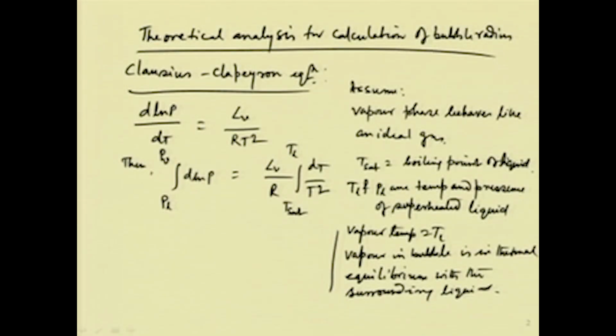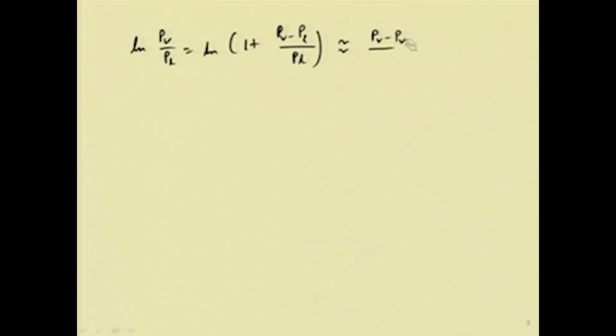Based on that, if we do the integration, we will get ln PV by PL equals Lv by R, latent heat of evaporation by R, into 1 by T sat minus 1 by T L. Now, if we do a little bit of manipulation, ln PV by PL we will write as ln of 1 plus PV minus PL by PL, and that can be approximated as PV minus PL by PL. According to the previous equation, that equals Lv by R into TL minus T sat by TL into T sat.